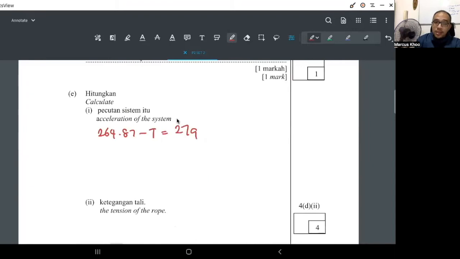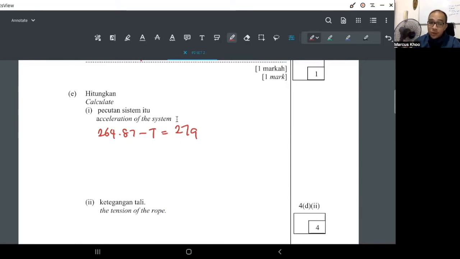The question is asking us to find the acceleration and the tension of the rope. Usually in calculation questions that involve a pulley, you want to have two equations. Then you find T and then you find A, and you just put the answer in there.